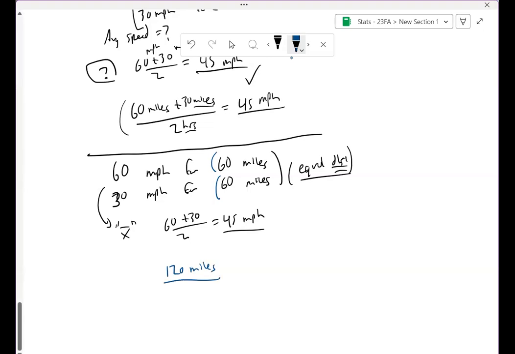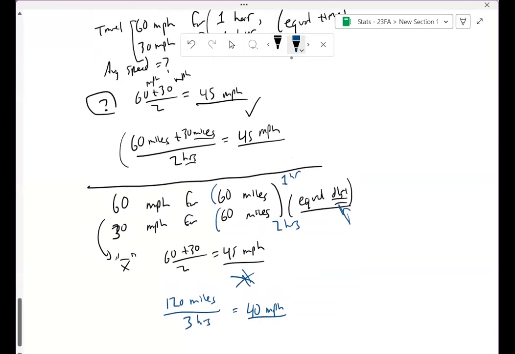And how long did it actually take me? Going 60 miles an hour for 60 miles took me 1 hour. Going 30 miles an hour for 60 miles took me 2 hours. So it took me 3 hours to go 120 miles, or this is 40 miles per hour. Note that these are not equal. So if I travel different speeds for equal distances, I can't just average the speeds together.